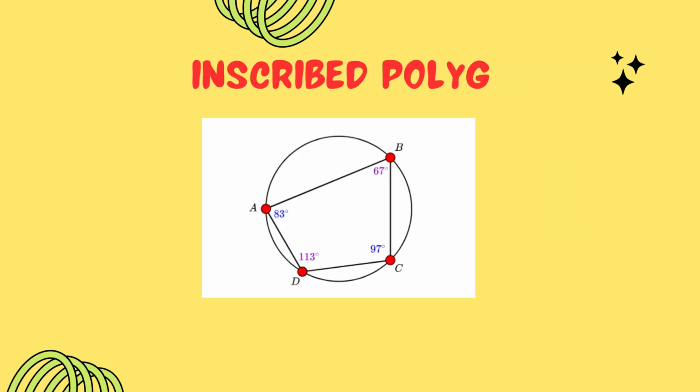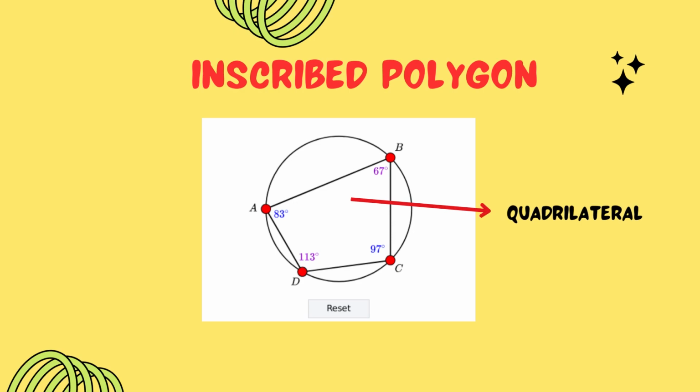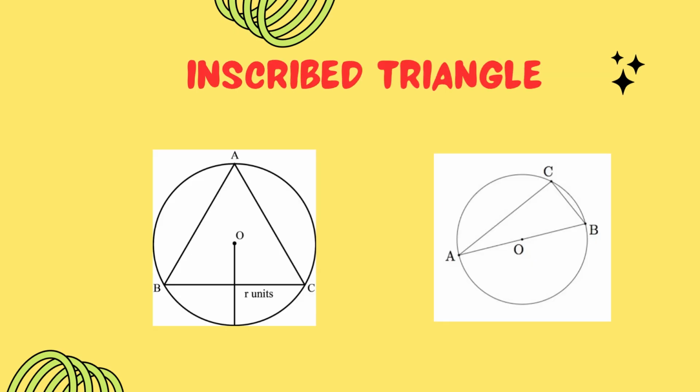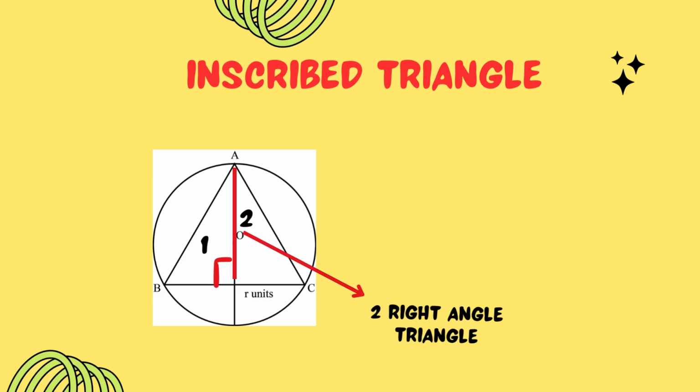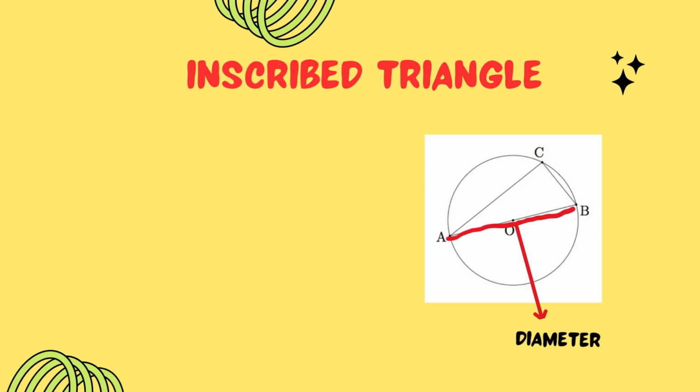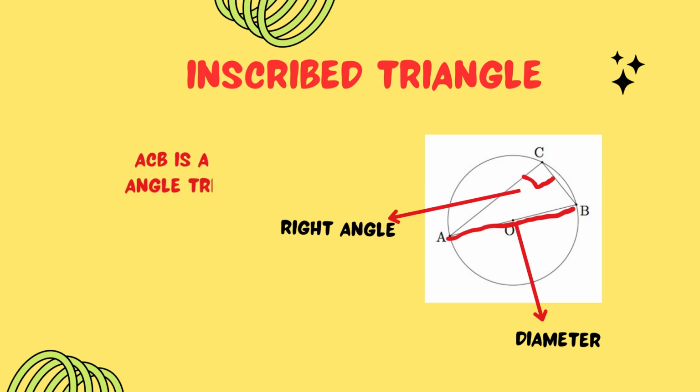This is the concept of inscribed polygon. A quadrilateral is inscribed inside the circle, and here a triangle is inscribed in the circle. So in this case, the triangle is an equilateral triangle where this angle is 90 degrees. So basically this can be divided into two right angle triangles, and this is how this system can be solved. So in this case, AB is the diameter, and as we have discussed previously, the angle in a semicircle is a right angle. So here ABC is a right angle triangle where ACB is equal to 90 degrees.